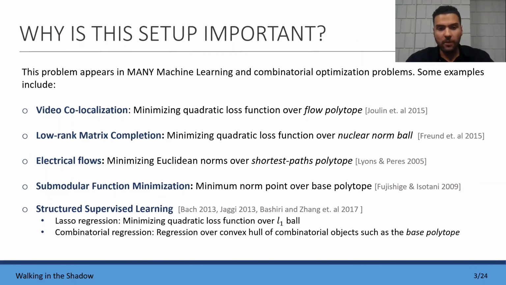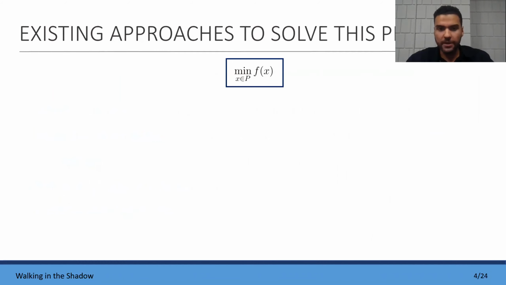This setup is important because this problem appears in many machine learning and combinatorial optimization problems, such as structured supervised learning. We have other examples on the slides here, but in all of those examples, we're minimizing a smooth and convex function over a polytope. So this is the main problem of interest, and there exist two main paradigms to solve it.